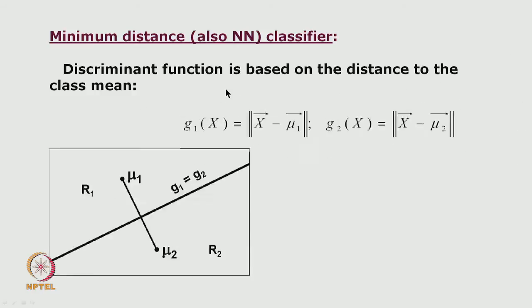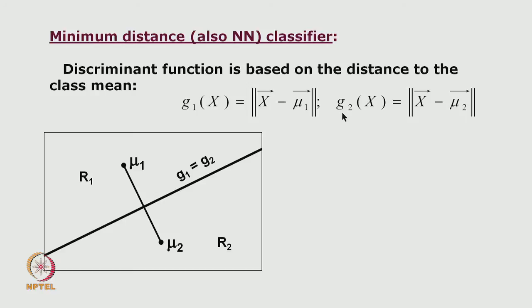Very simply, look at the expression of G's. The first expression of G which I am putting is simply the distance of the sample from the mean for class 1. For class 2, it is the distance of the sample from the mean of the second class, okay? So, let us say in a two dimensional space, these are the two corresponding class means mu 1, mu 2, and this is the decision boundary which I get for G 1 equal to G 2, based on the expression which we had in the previous slide.